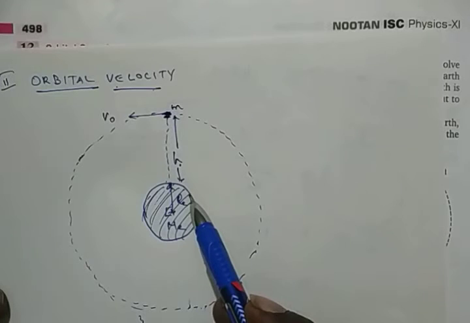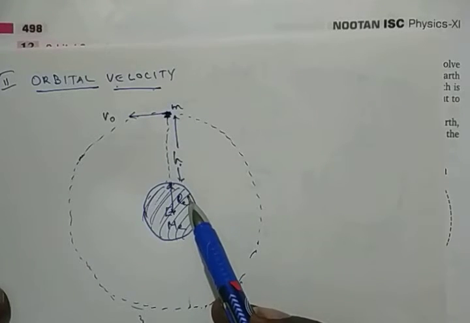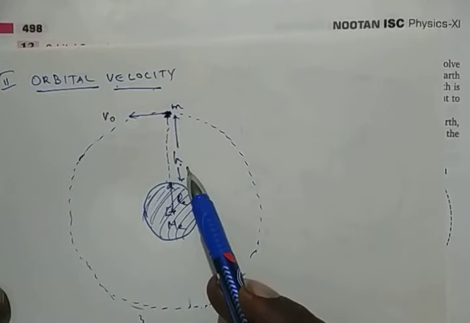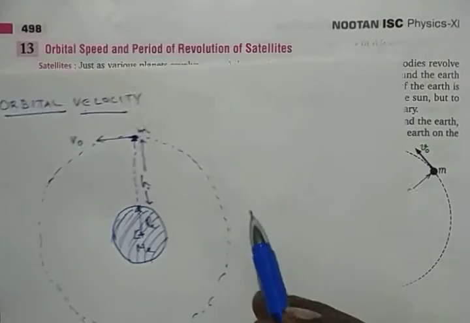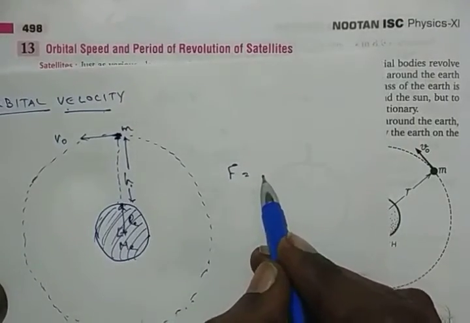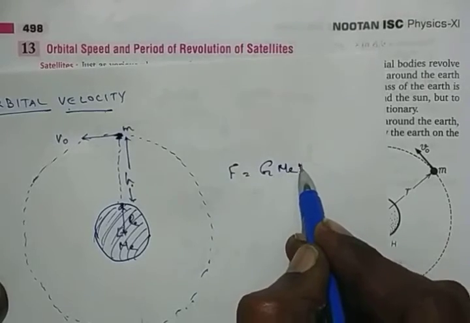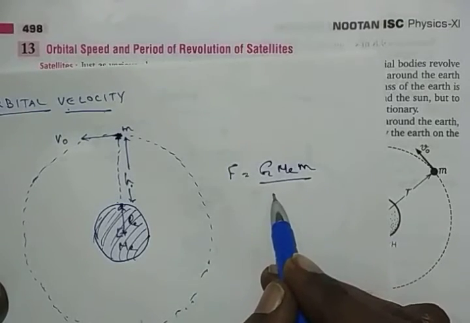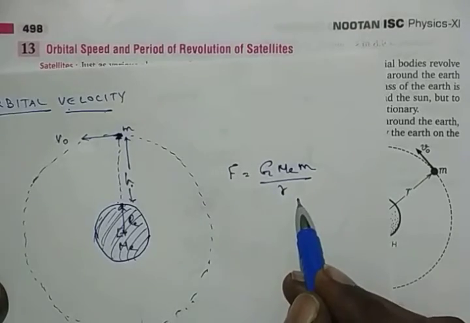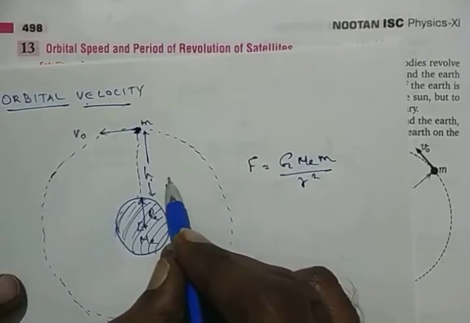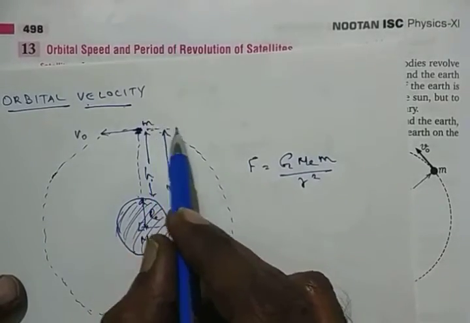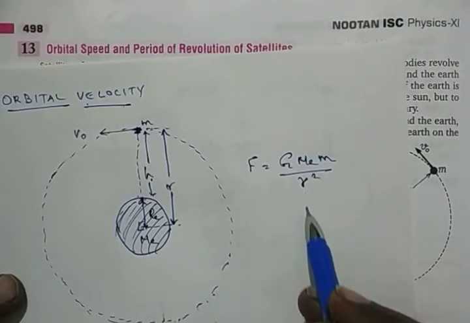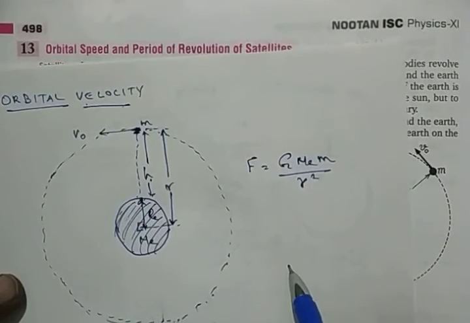The force of attraction between the satellite and the Earth is given by force F equal to G into mass of the Earth into mass of the satellite upon the distance square. What is r? We call it the distance from the center of the Earth till this point here. This is r square. That is the force, G M_E m upon r square.